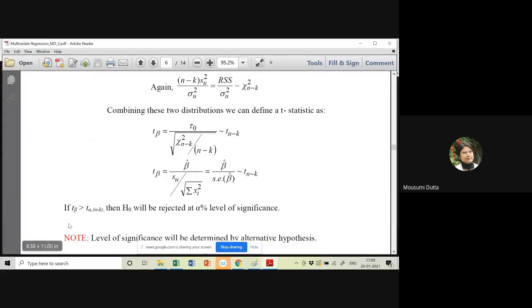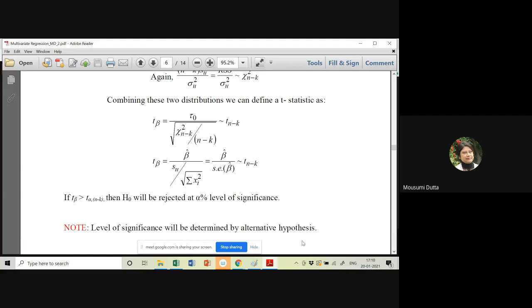So if the estimated t is greater than t alpha, n minus k, then h naught will be rejected at alpha percent level of significance. However, this proposition, that is t greater than t alpha n minus k, will change depending on whether you are considering a one tail test or a two-tailed test. In the note it has been added that the level of significance will be determined by the alternative hypothesis. As in any hypothesis testing, we do the things in this way.